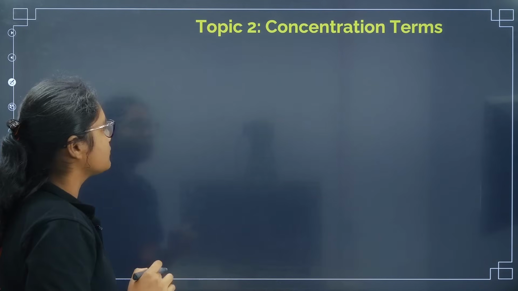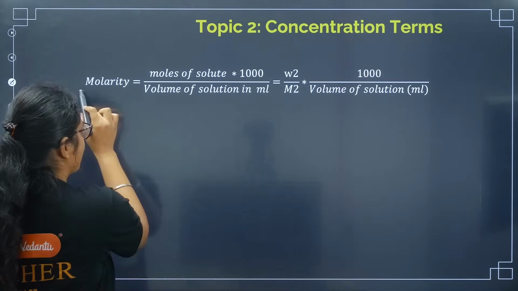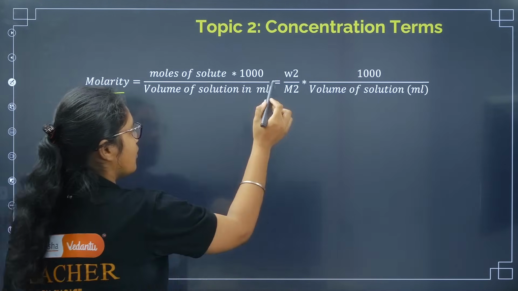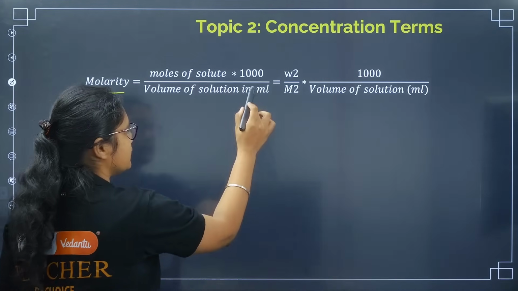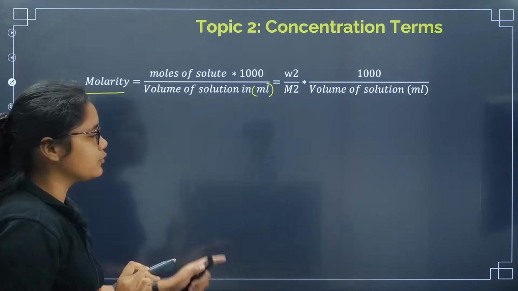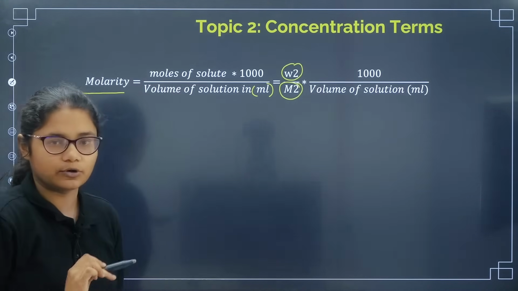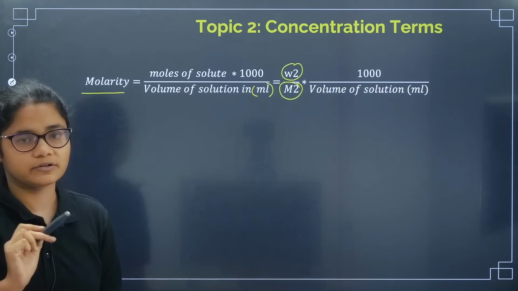Okay. Now coming to the most important topic, that is molarity. Concentration term: number of moles of the solute divided by volume of the solution in ml, into 1000. How to calculate number of moles? Given mass of the solute divided by molar mass of the solute. Please quickly write down all the formulas with me.